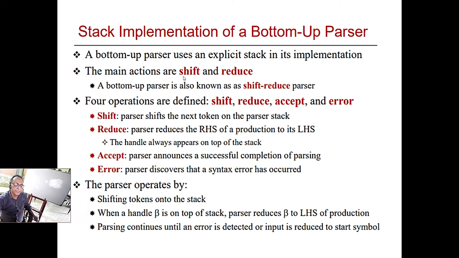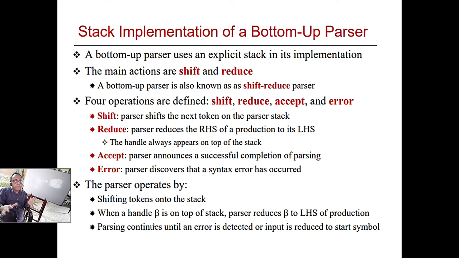A bottom-up parser is an explicit stack implementation. It means shift and reduce: I have shift, reduce, accept, error, as I told you. The parser operates by shifting tokens onto the stack, correct? When a handle beta is at the top, I always say the handle is the top, but which one is a handle and which is not?